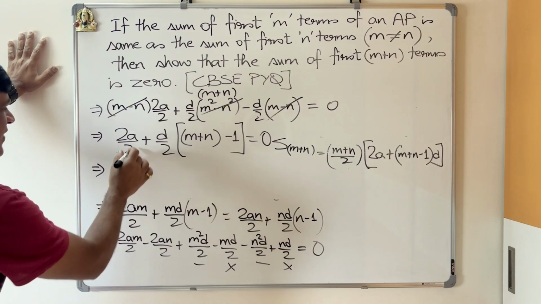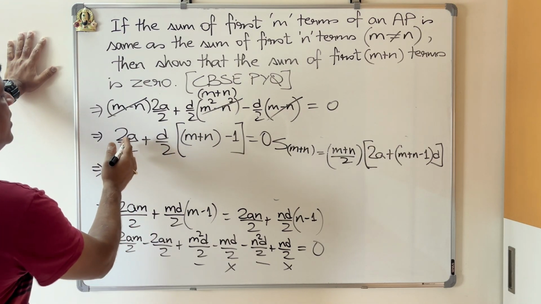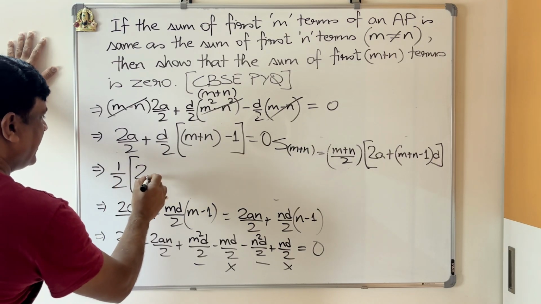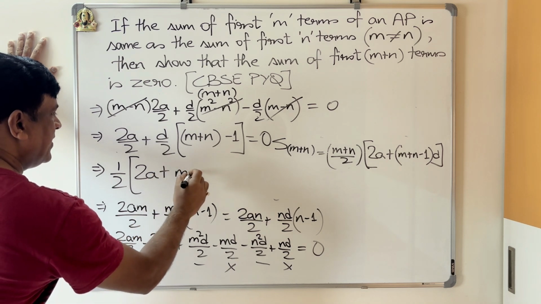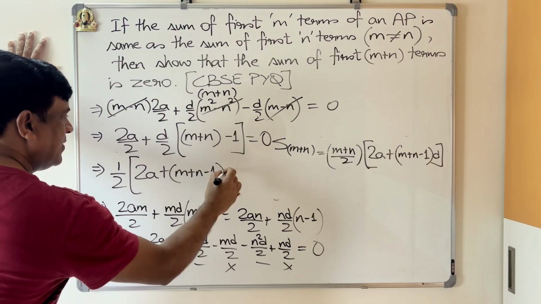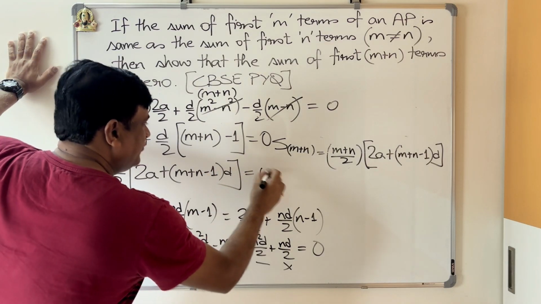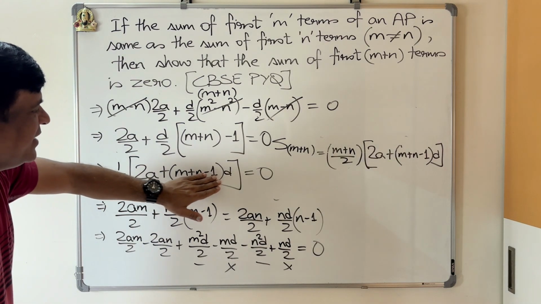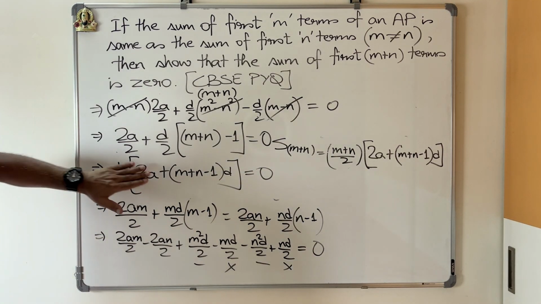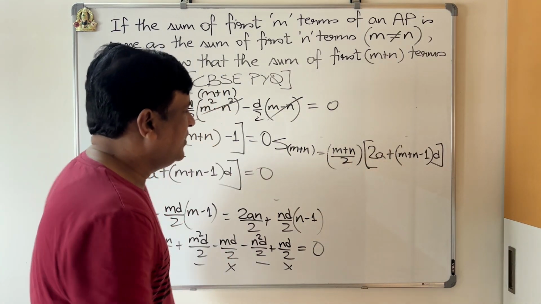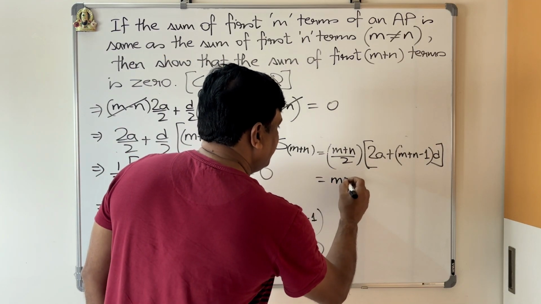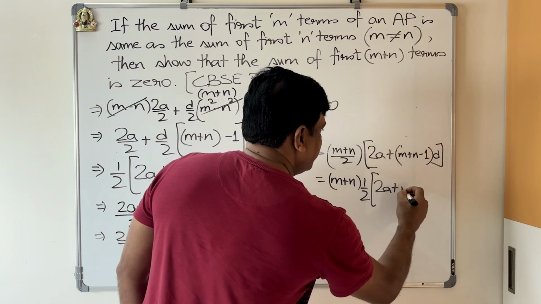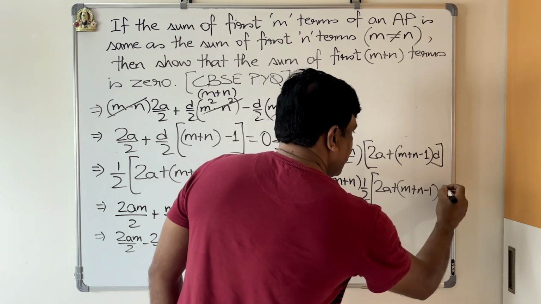So now what I'm going to do is put this in the particular format. I'll take half out and I'll write it like this, is equal to 0. Look at it. What do you get? Half times 2a plus m minus 1 times d is equal to 0. When I go ahead and put over here, I can write this one also in a similar fashion: m plus n times half times 2a plus m plus n minus 1 times d.